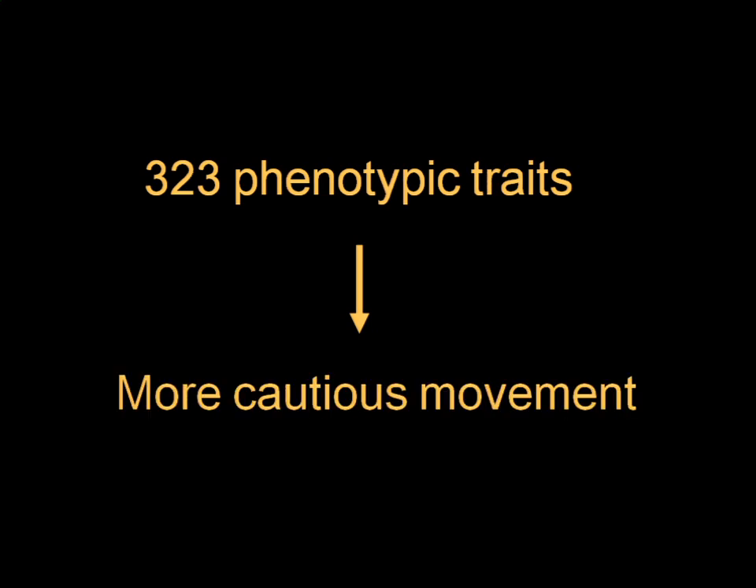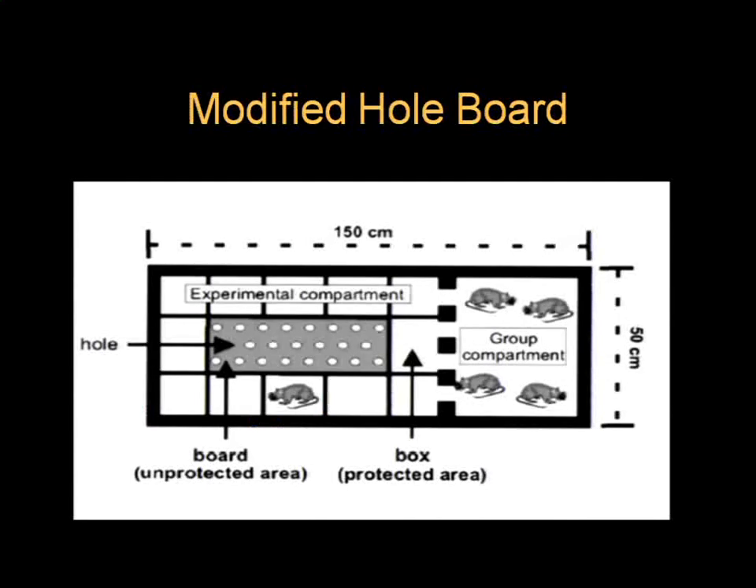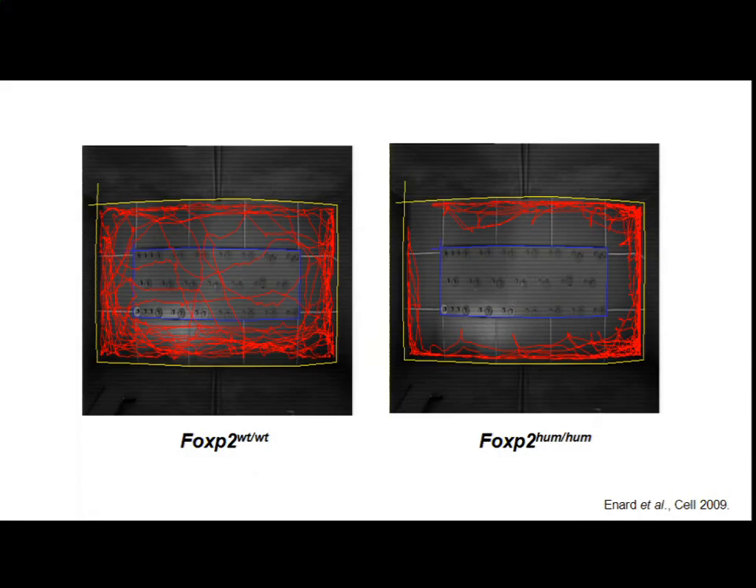The humanized mice are slightly more cautious in a new environment. So you measure this by having the mice in a social group. You open the door, they can explore an open area. Mice feel safer along the walls. So the mice will tend to stay along the walls, but sometimes venture into the middle, whereas the humanized mice all the time stay along the walls.